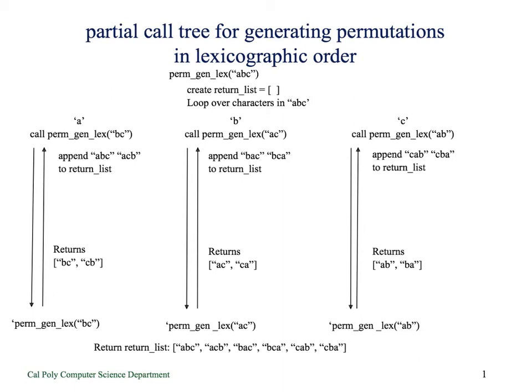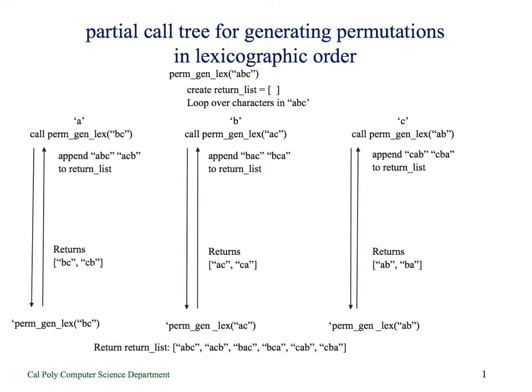Okay. Now, so you make that call. So you have to sort of imagine it goes down here to Perm Gen Lex BC, and now we're not going to worry about what happens in Perm Gen Lex BC. We just know that it's going to return the permutations of BC in lexicographic order. So that's going to be BC and CB. That's pretty easy. So that's going to return those back up into Perm Gen Lex.